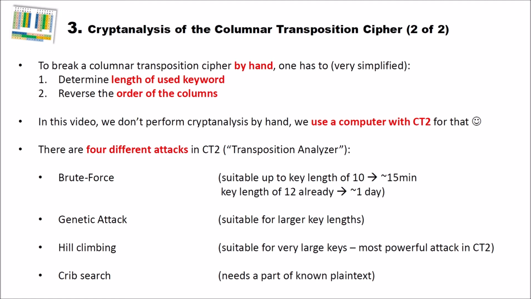Now let's have a look how we can break a columnar transposition cipher. To break a columnar transposition cipher by hand, one has to, very simplified, first determine the length of the used keyword. We have methods to do so. And then we have to reverse the order of the columns, for instance using bigrams, trigrams, aligning strips of paper and so on. So very tedious work, but you can do this still by hand.